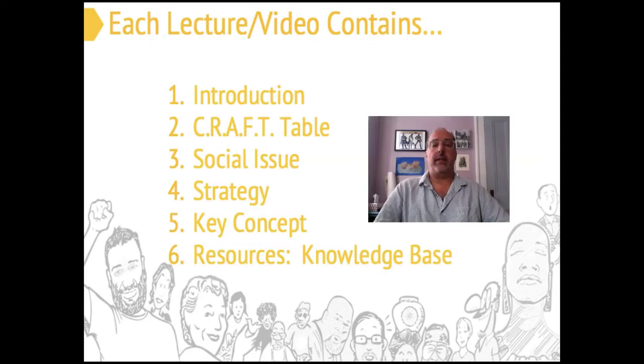Each lecture contains 6 main elements. There's an introduction, there's a table that concisely tells you where this story fits in to the overall craft process. There's an explanation of the social issue that the cultural activist is responding to in their community, a strategy that they're using that we think is particularly important or unique to them, and key concepts from the story that we think are particularly relevant for you in the classroom. And then last, we have a resource page where you'll find information for further reading, watching, whatever.